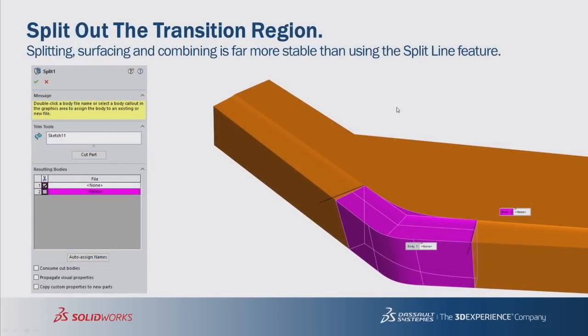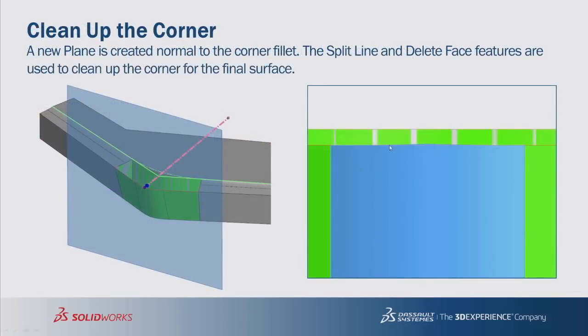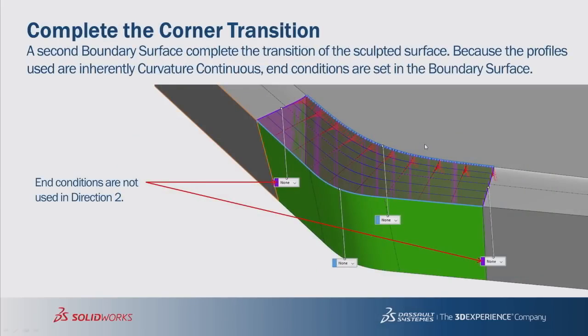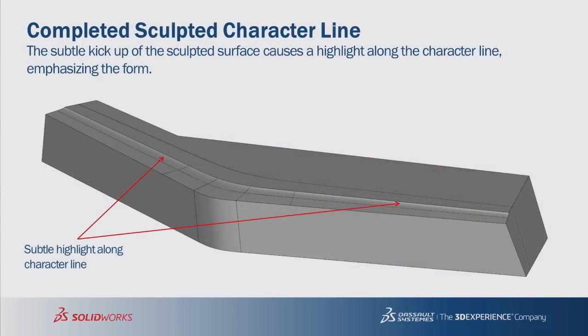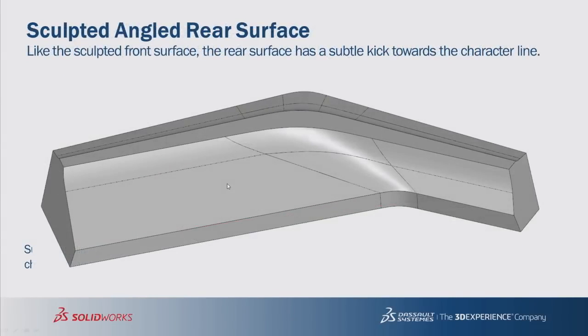We're going to use split instead of split line because it's way better for the parent-child in my opinion. We're going to clean up the corner by split lining it and delete facing to get rid of that little extra material. And we're going to complete that corner transition with the boundary surface. And here is the sculpted character line. Got that really nice kick up here.